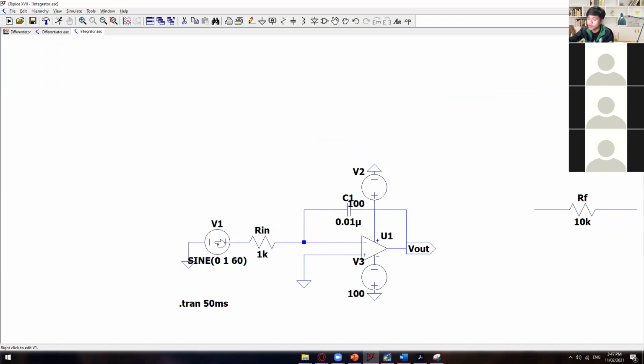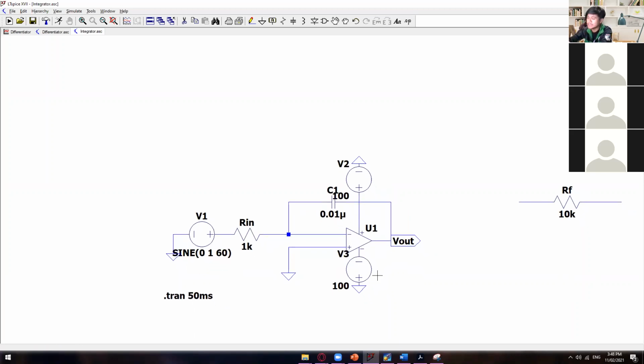So we have a 1 volt input at 60 hertz, and then we have here the input resistance or R in, which is equal to 1K, and then we have here the capacitance, which is equal to 0.01 microfarad. And then we have here the rail voltages, so 100 volts for the positive, and then negative 100 volts for the negative. And this one is running for 50 milliseconds.